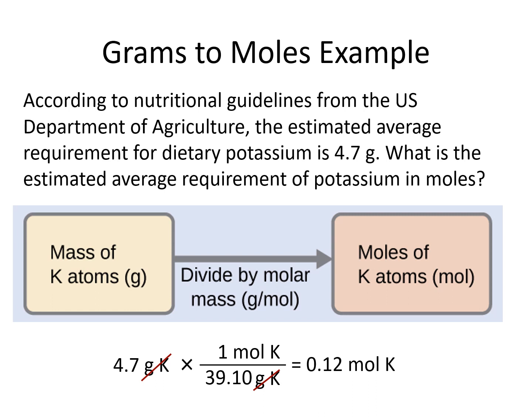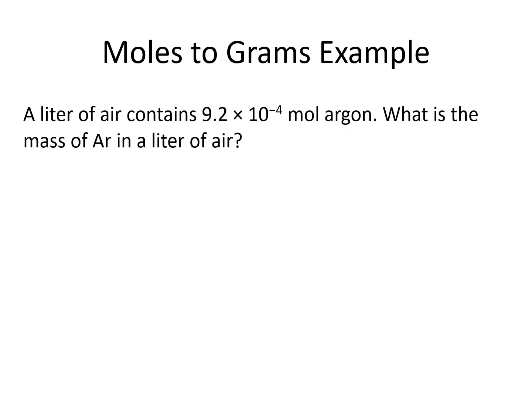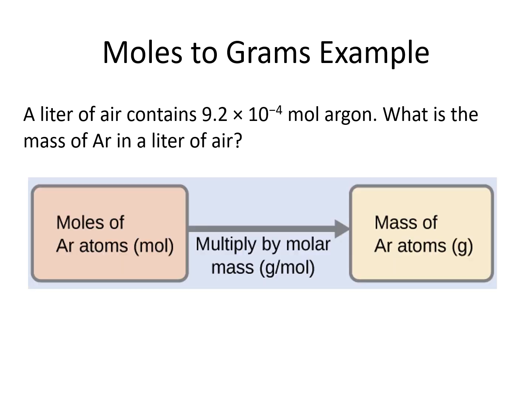Notice that the molar mass is different for different elements, so this problem would be different if it were magnesium or iron instead of potassium. We can also go in the other direction, from moles to grams. This time we will be multiplying by the molar mass.